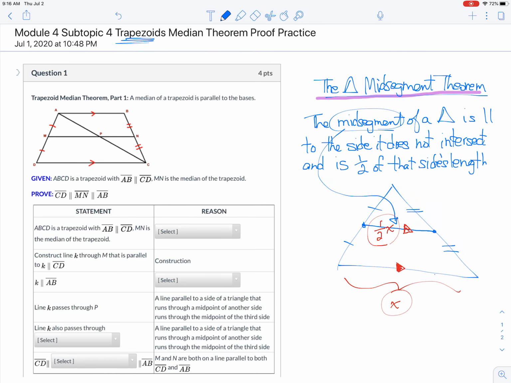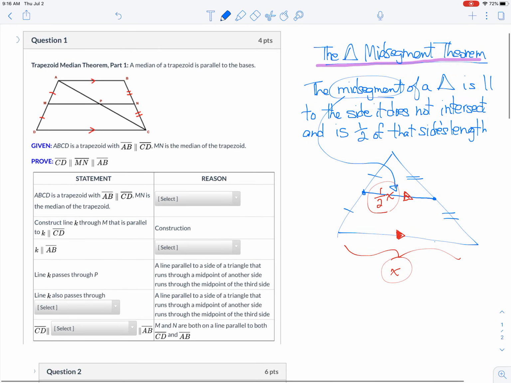What do we got here? Whoa, the trapezoid median theorem part 1. The median of a trapezoid is parallel to the bases. The median is kind of an analog or similar to the mid-segment in that it cuts the trapezoid's opposite side into equal pieces. So line 1, given.